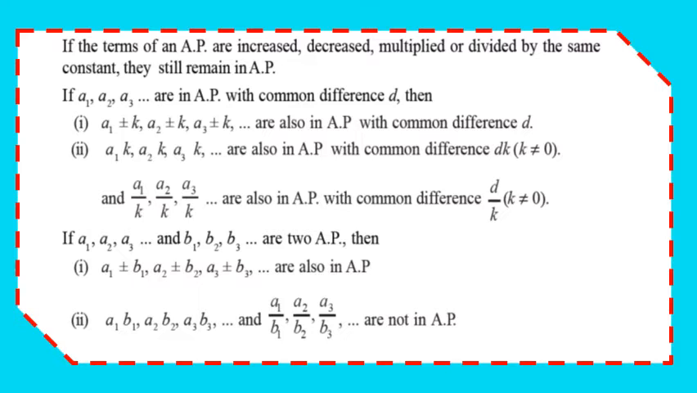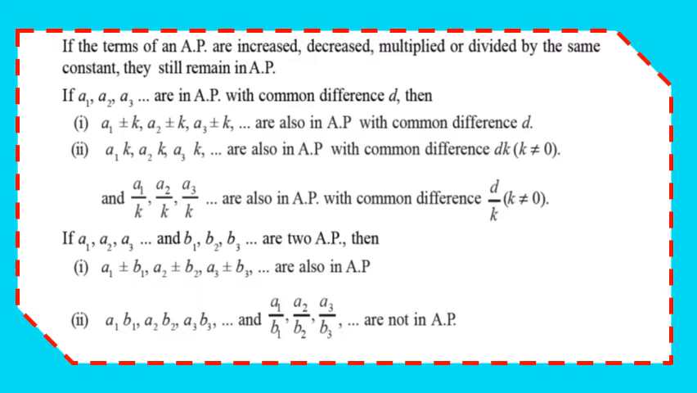So if a1, a2, a3 and so on are in AP with common difference d, then a1 plus minus k, a2 plus minus k, a3 plus minus k will also remain in AP with the same common difference, where k is some constant. And a1k, a2k, a3k are also in AP, where k is some constant, and this time the common difference will be d into k. And a1 upon k, a2 upon k, a3 upon k are also in AP with the common difference d upon k.